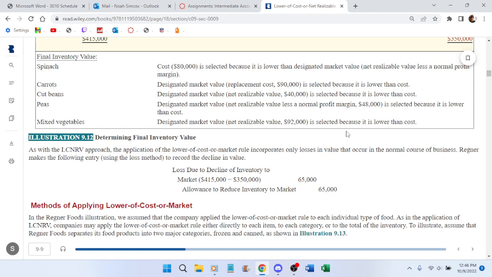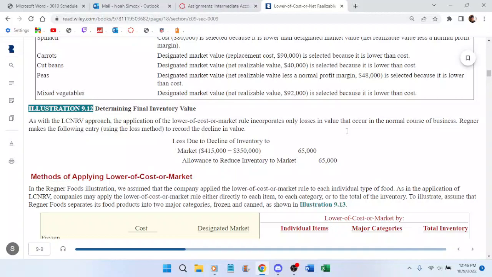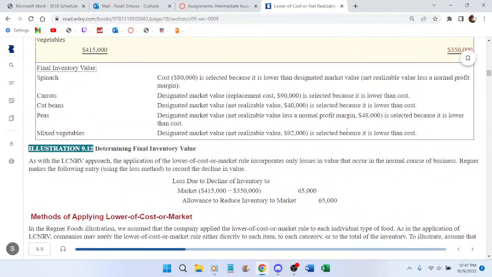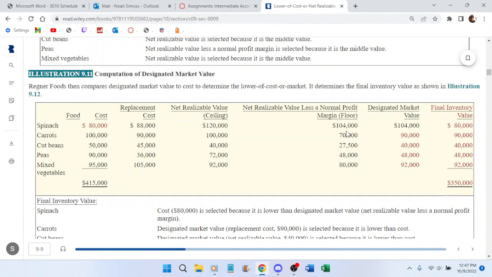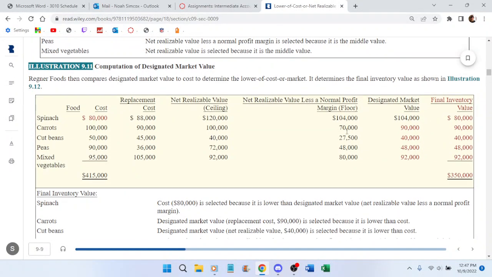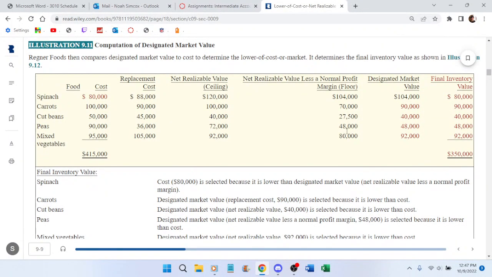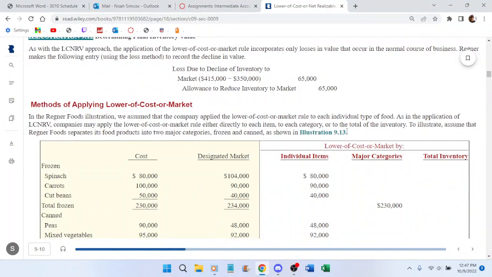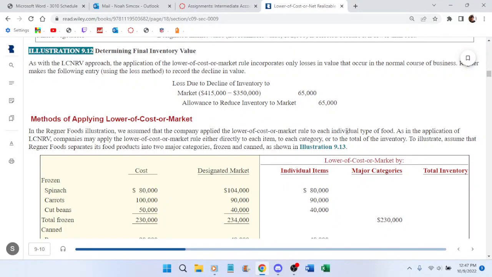So, loss due to decline of inventory to market. Their cost was 415, but their final inventory value is 350. Subtract those to get that. Allowance to reduce inventory to market.